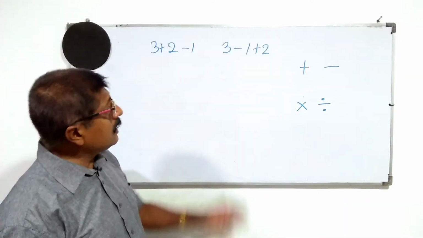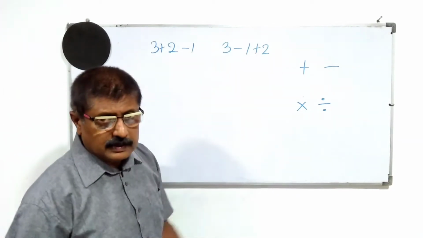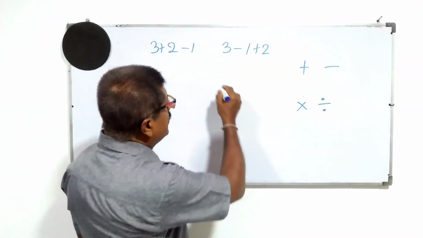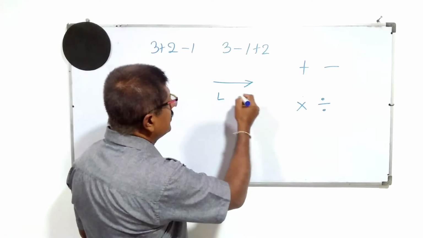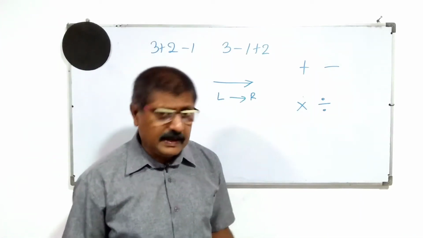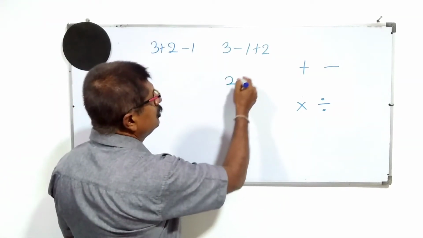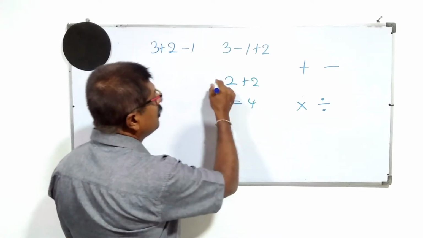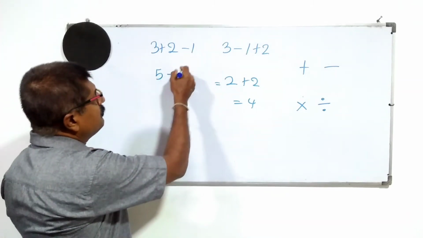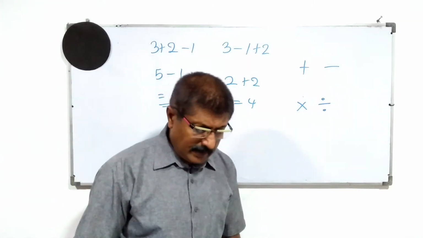Let's see. Now look at these two. 3 minus 1 plus 2. When we write something, we usually write from left to right. When we simplify mathematical operations, we can do the same thing. 3 minus 1, that is 2. 2 plus 2 equals 4. In here, 3 plus 2, that is 5. 5 minus 1 equals 4. Right, we can simplify like this.